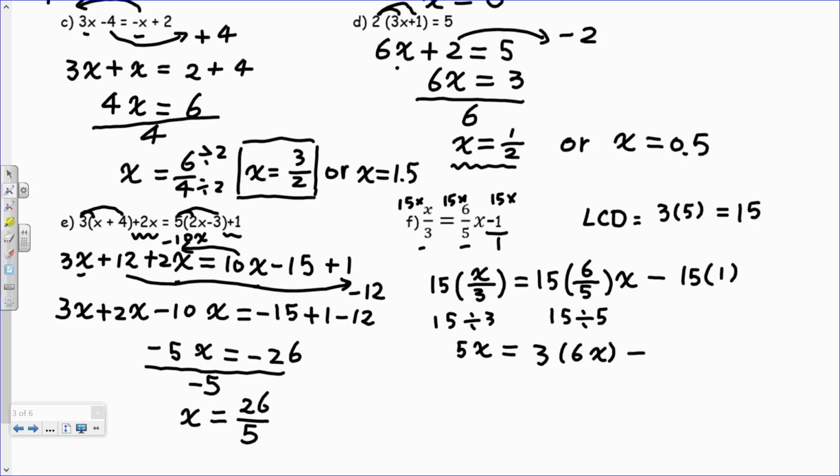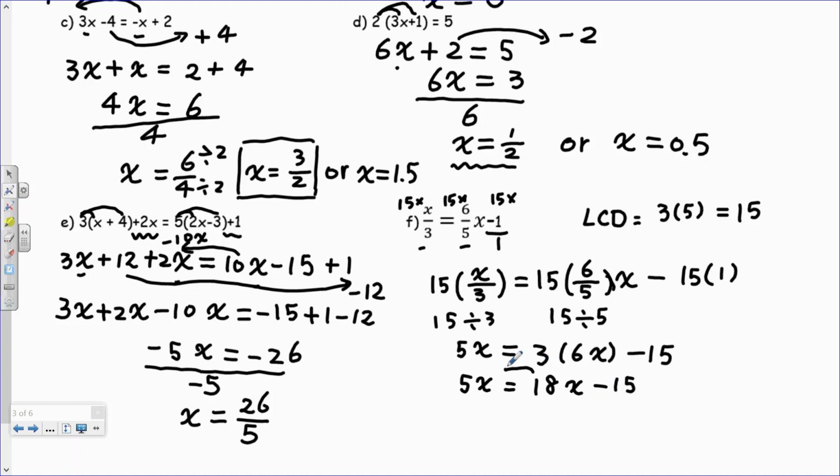Then minus 15. So actually, you could write the x in the bracket. So it's just one change. Okay. So 5x equals 18x minus 15. Then we want to solve for x.